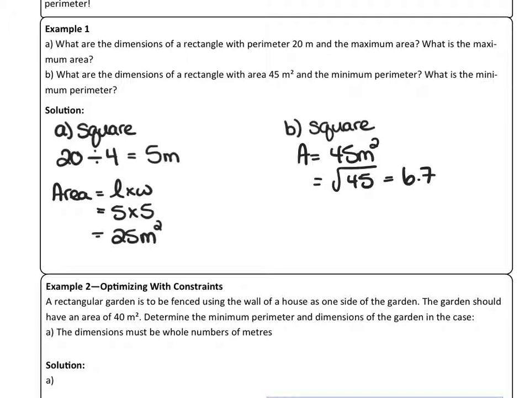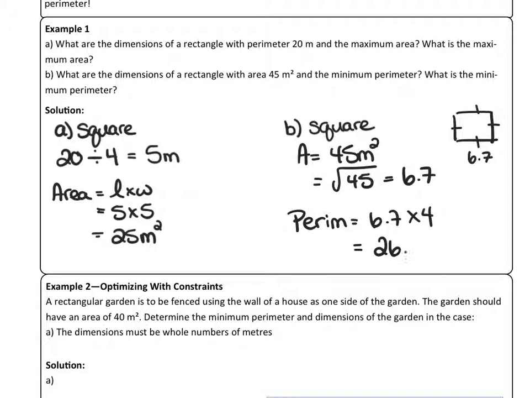What is the minimum perimeter? So the perimeter is 6.7 times 4, because we have 4 sides that are 6.7. And so I would just multiply that by 4. And I got 26.8. And that is the smallest perimeter that we can possibly have with that example.